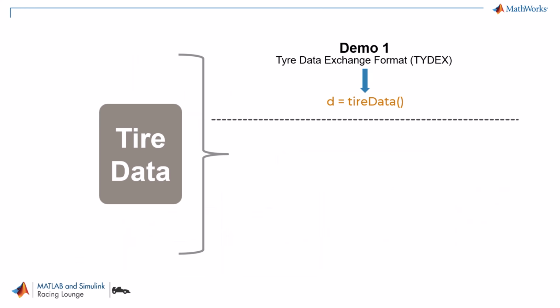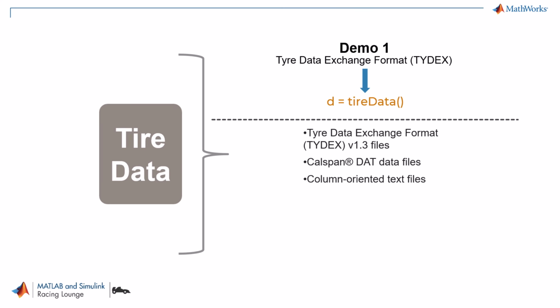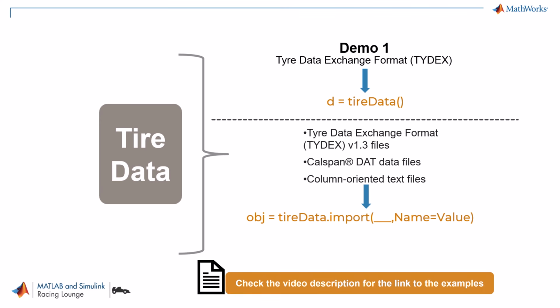In demo 1, we imported the tire data using the TYDEX format. But what if tire data comes in different formats such as Calspan DAT files, column-oriented text files, or CSV files, or even MAT files? To handle the Calspan DAT files, column-oriented text files, and CSV files, you can use the tire data import function. There are documentation examples that demonstrate how to import Calspan data files into a tire data object, and there is another example to demonstrate how to import CSV files and convert them into a tire data object.